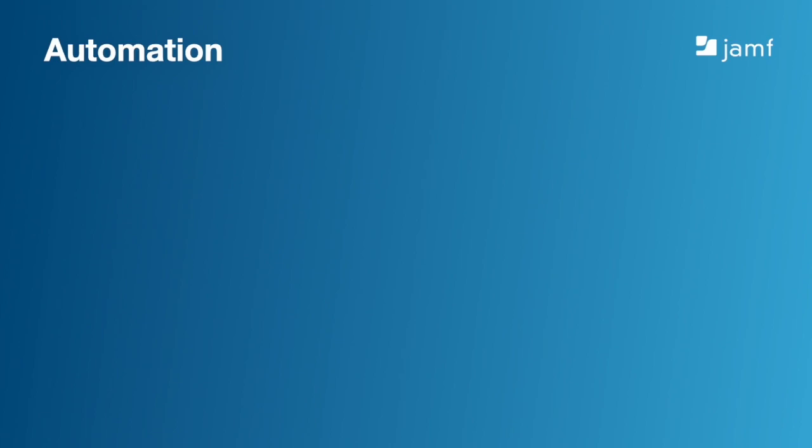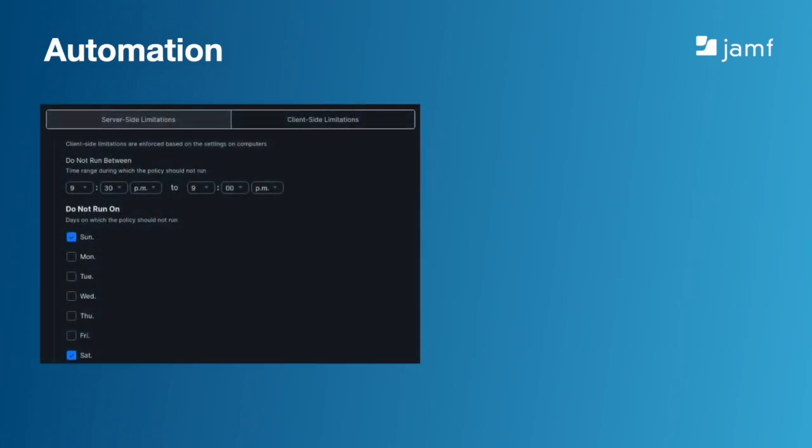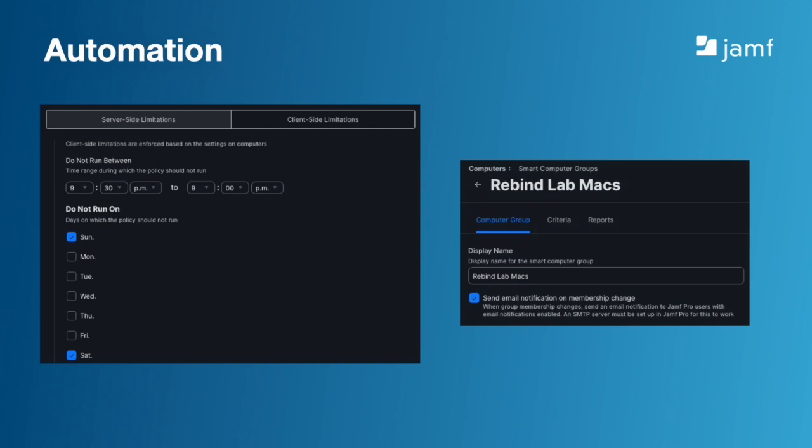In my lab admin days, we handled it like this. We set client-side limitations on the rebind policy so that it would only attempt during a local maintenance window on weeknights, and we also set up email notifications on the smart group that was targeted by the rebind policy. That way my team would notice if there were any devices that seemed to be frequently affected so we could investigate those further.